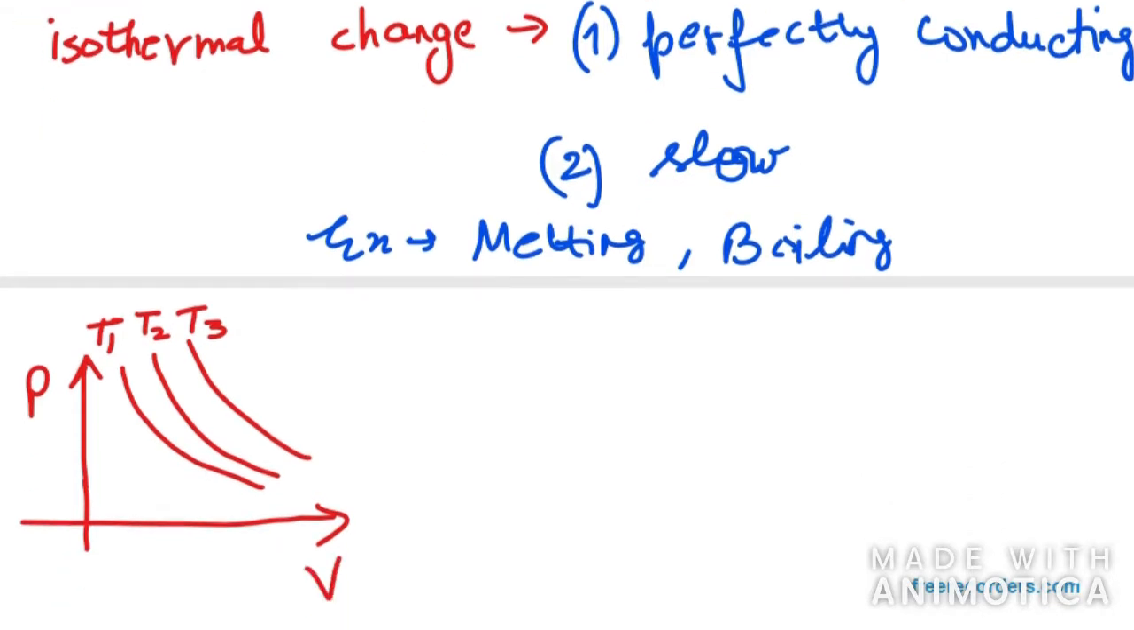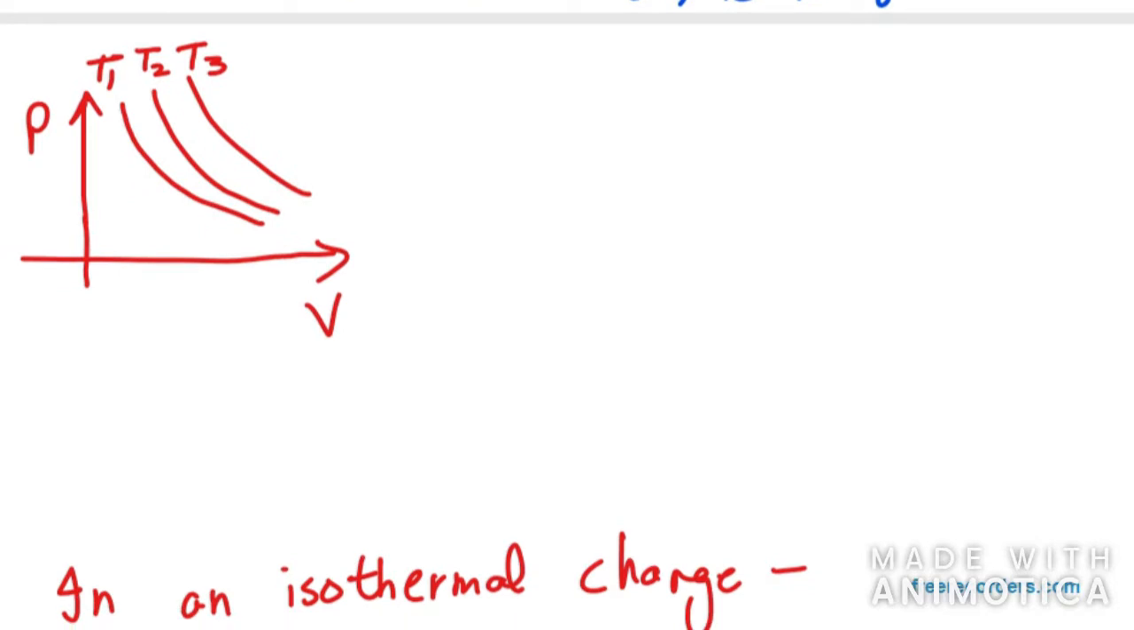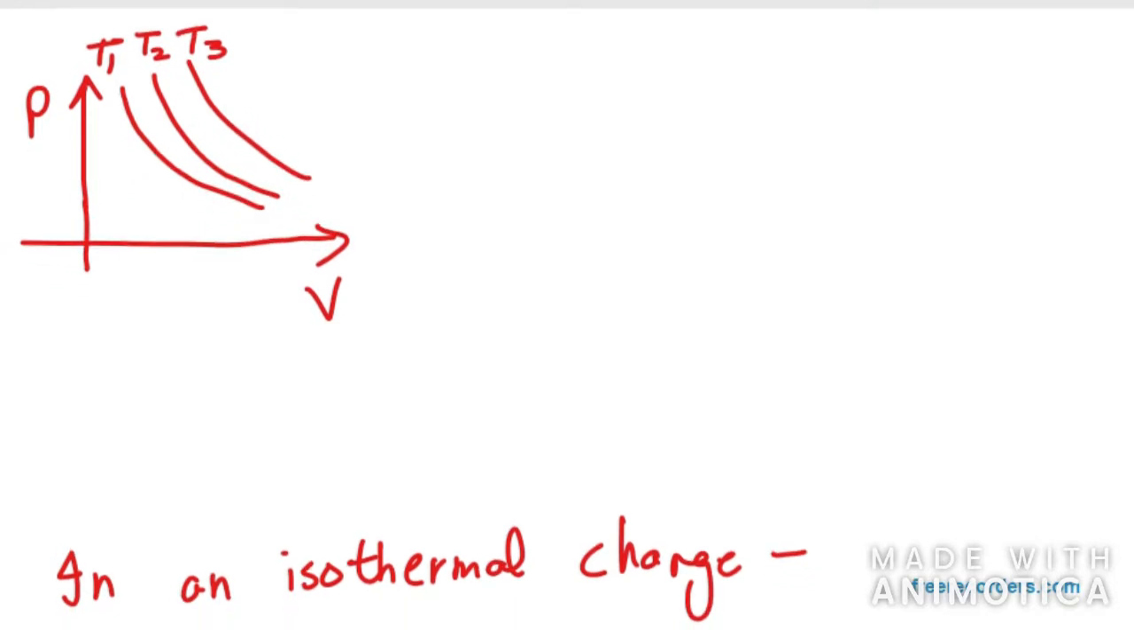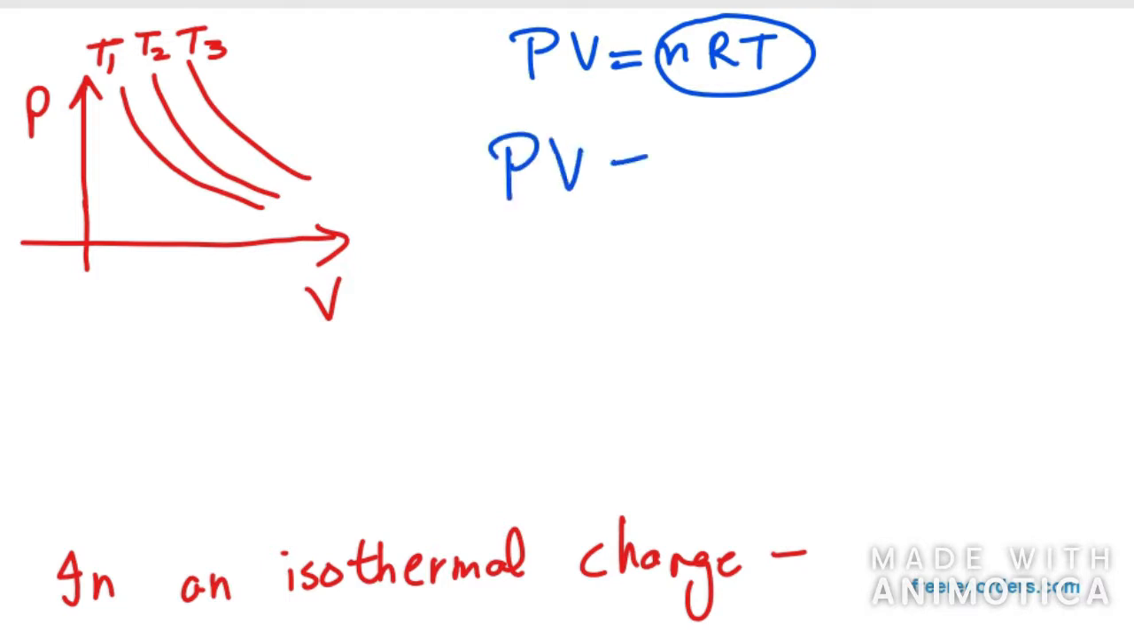Now, as you can see on your screen, we have a PV graph here. As you all know, for an ideal gas, we have the equation PV = nRT. The temperature in the case of isothermal change is constant, so therefore my right hand side will be a constant. In this case, it is written as PV = constant.